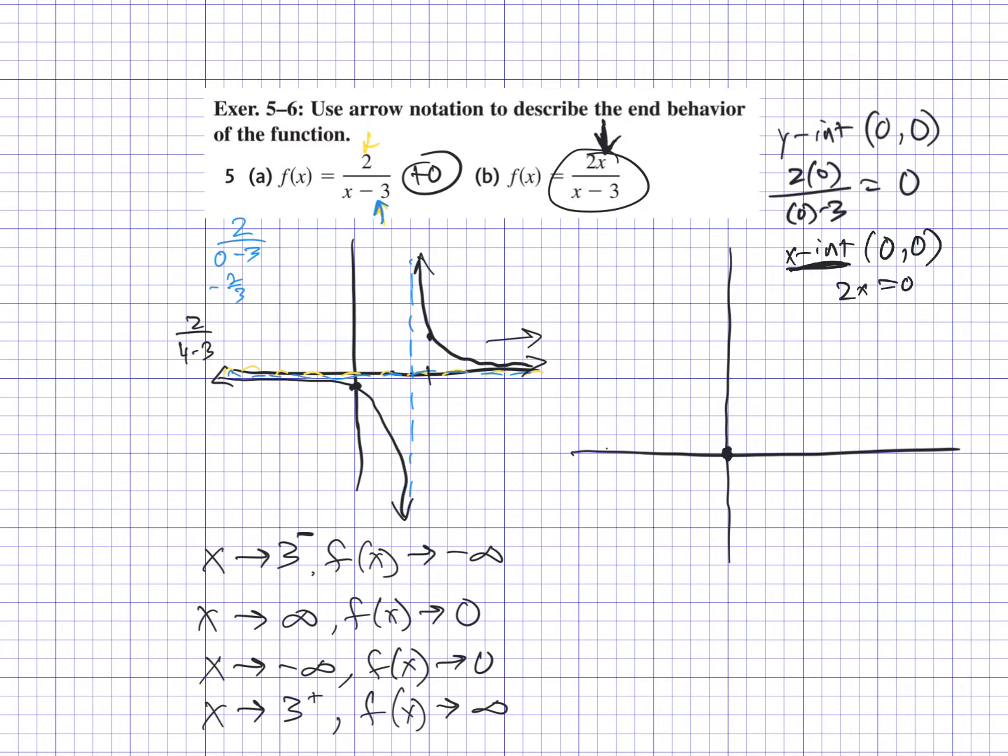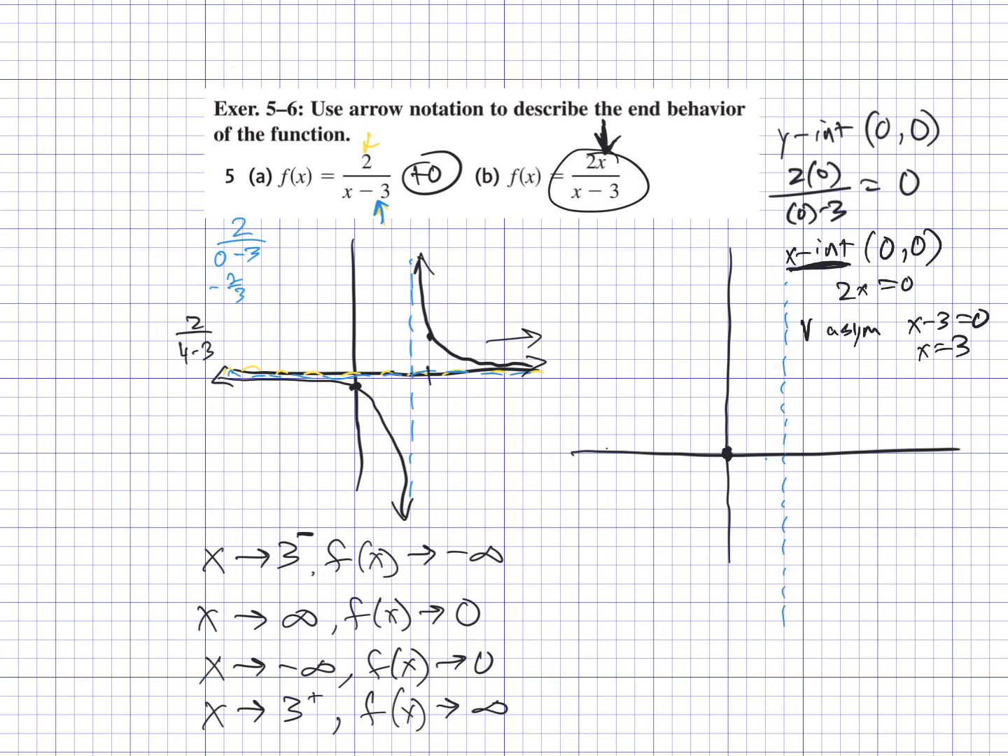So now let's talk about our vertical asymptote, okay? So what is our vertical asymptote? Well, we set our denominator equal to 0. What makes the denominator go to 0? Because we can't have that value. So when x is 3, we can't have 3 for x. So 1, 2, 3, we have a vertical asymptote here.